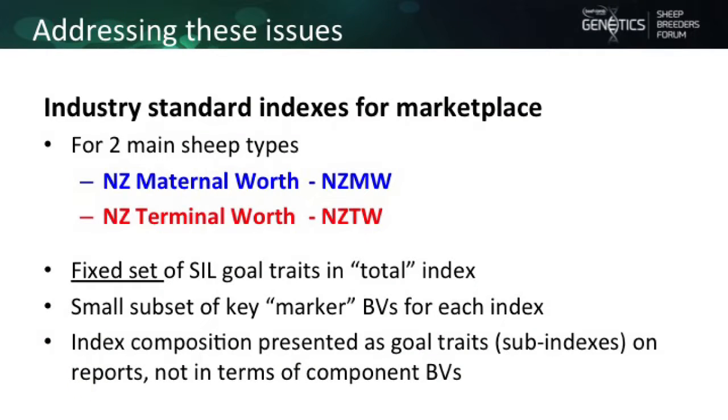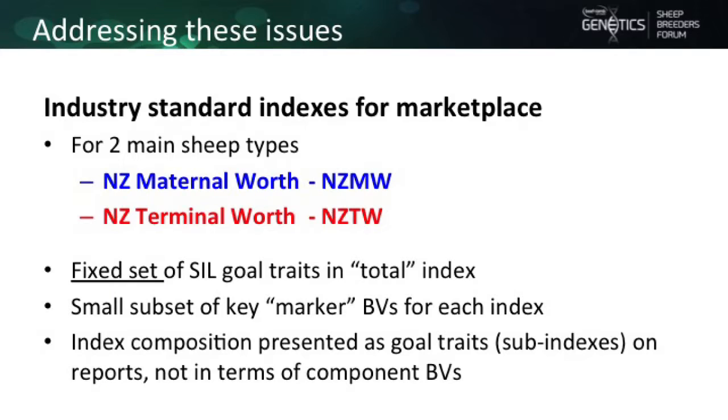So for the industry standard index for the marketplace, to change the name and make it different, we've come up with this concept we're calling maternal worth and terminal worth. Someone suggested we call them breeding worth, and then it was pointed out that LIC or the dairy industry might have that trademarked, and so it might be cheaper not to rattle that cage. But maternal worth and terminal worth sound like a good idea. I favour the maternal because even though those of us in the room who are used to using SIL understand dual purpose, I don't think it's an obvious term to everyone.